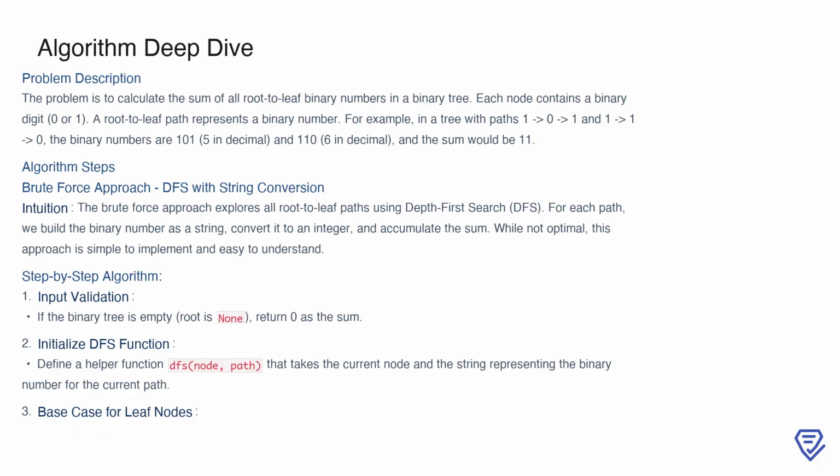A simple way to approach this is to use depth-first search, or DFS. The brute force method involves exploring all root-to-leaf paths. Along each path, we construct the binary number as a string, convert it to a decimal integer, and accumulate the total sum. While straightforward, this method does come with inefficiencies.